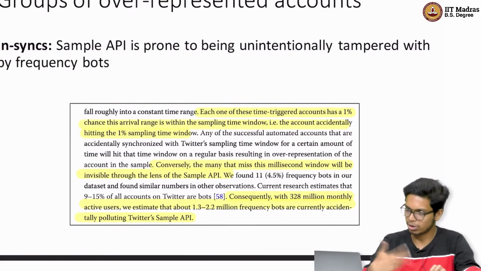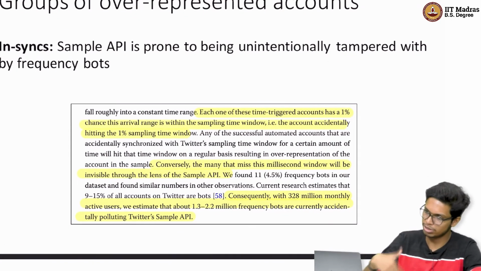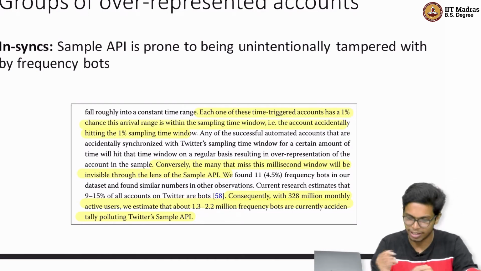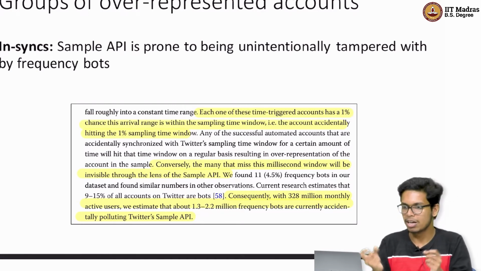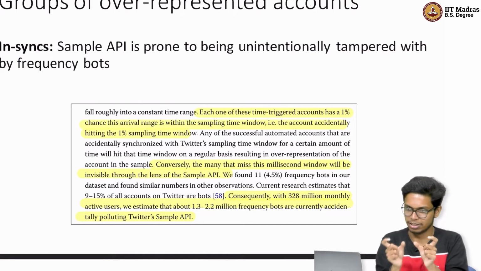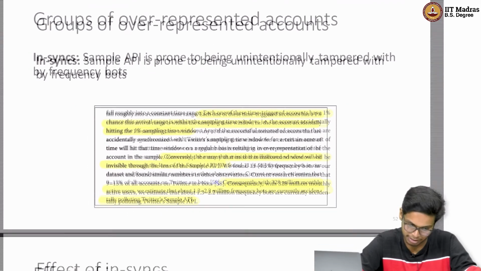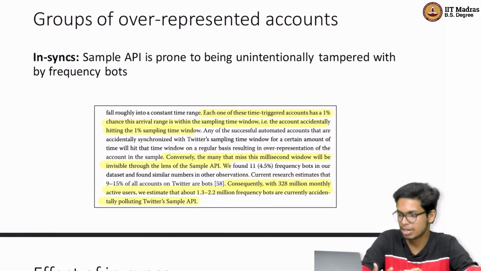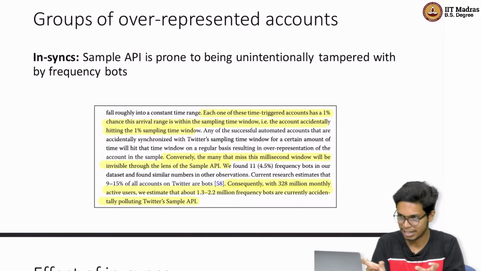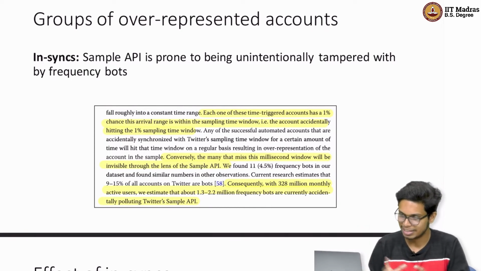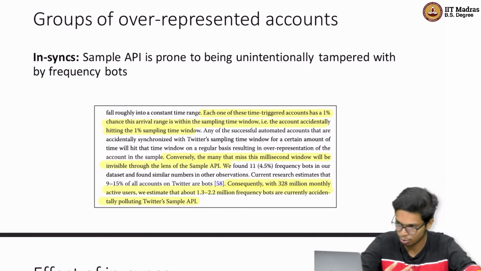A lot of users and bot accounts on Twitter are periodically tweeting a lot of stuff. We saw an example of a weather bot tweeting the weather of Hyderabad every 10 minutes or every 10 hours. If by chance that millisecond timestamp overlaps with the sample API interval timestamp, those bots will get overrepresented. Conversely, many also miss this millisecond window. Even though they are tweeting much more frequently, but not in the overlapping timestamp, they will not occur even once in the 1% sample dump. So they essentially become invisible through the lens of the sample API.